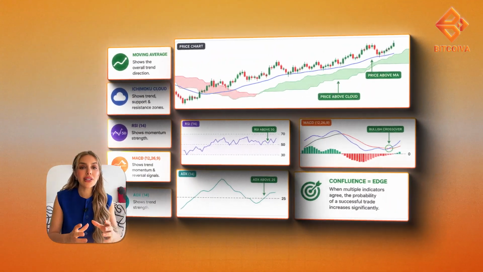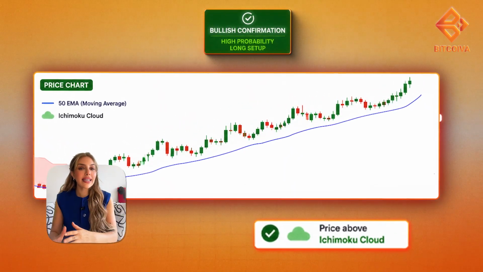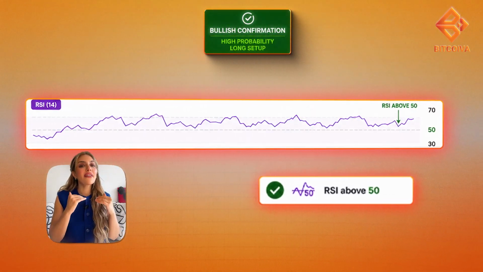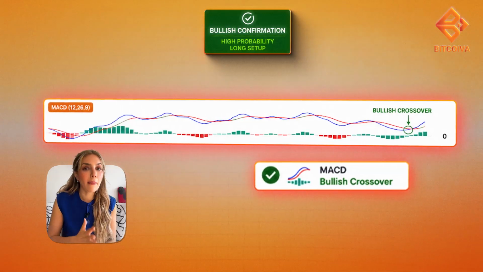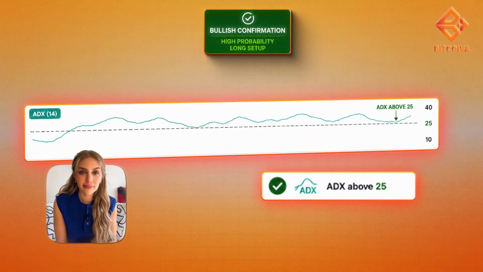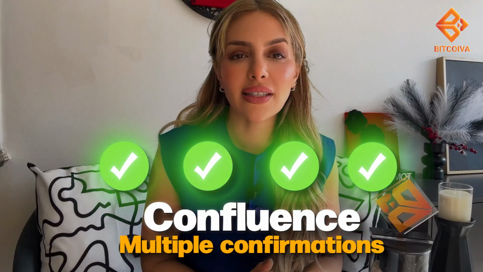Now, don't make the mistake of using one indicator alone. A professional approach looks like this. Bullish confirmation: price above moving average, price above Ichimoku Cloud, RSI above 50, MACD bullish crossover, ADX above 25. This is called confluence, multiple confirmations.